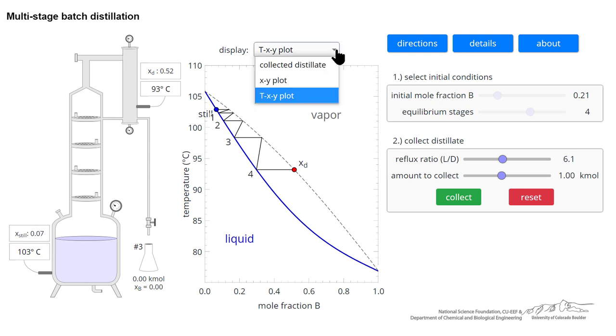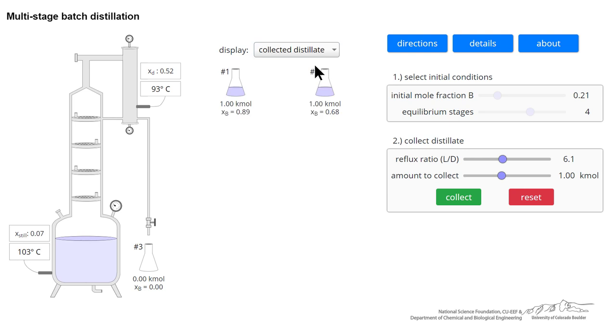The other display would be the distillate container. So the first one, mole fraction 0.89. The second one, the mole fraction only 0.68. And if I continue collecting, then you'll see that this mole fraction now is significantly lower, and we have very little of the more volatile component left in the still. Temperature's up to 105 degrees.